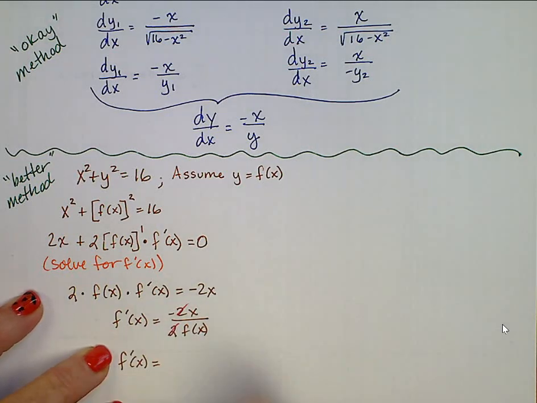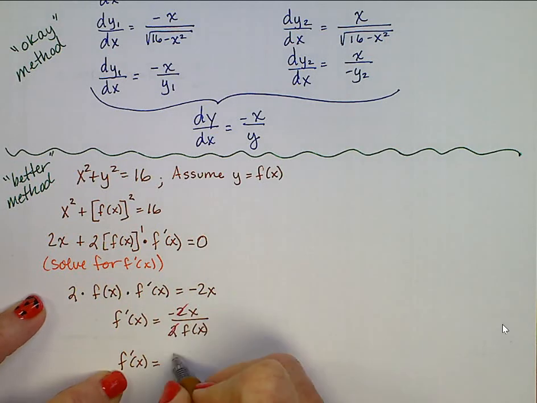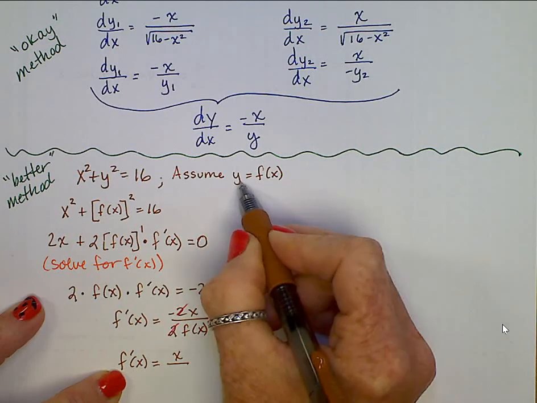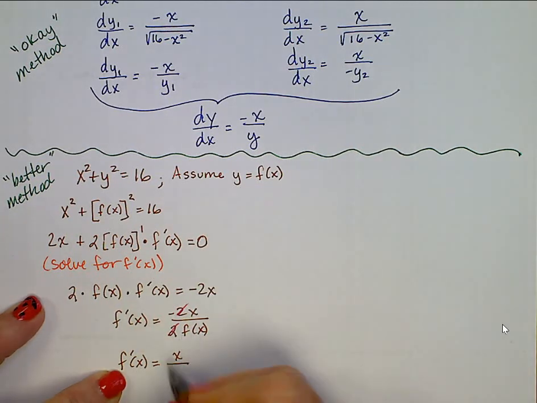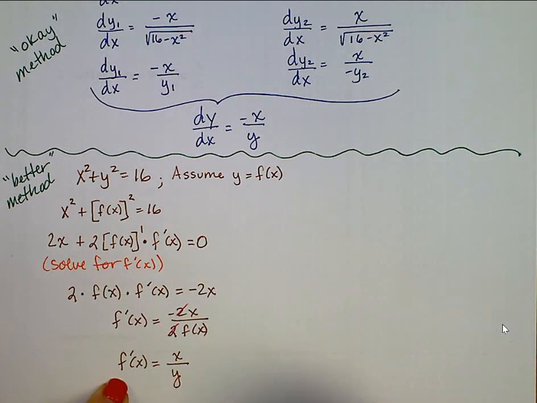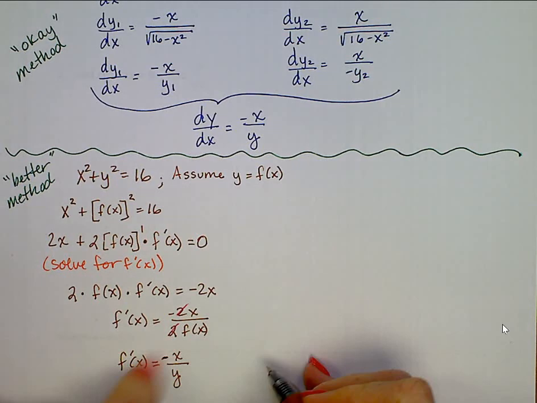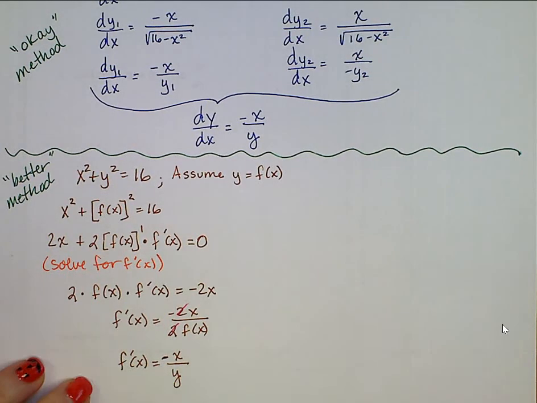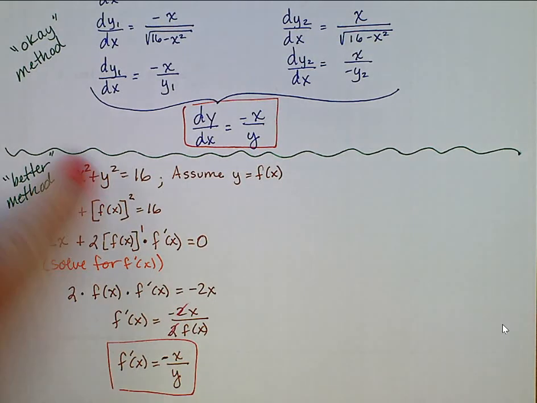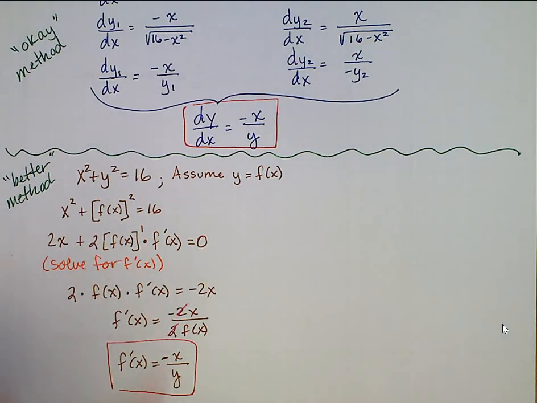And we have f prime of x equals, well, the numerator is x, denominator is f of x, but what did we say way back in the beginning? What was f of x? Yeah, it was y. So we can change that f of x back into y, and there's our derivative. Ooh, I lost my negative sign. Negative x over y. Oh, look at that. That matches what we did earlier. A little bit nicer to write out than to have to do two separate equations.